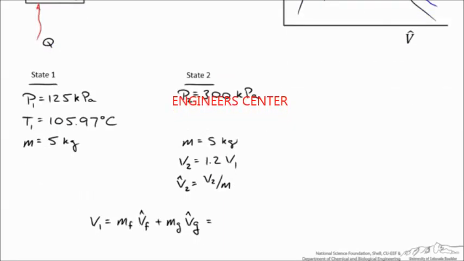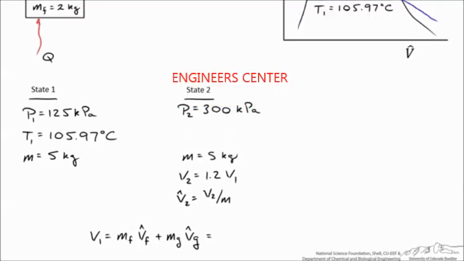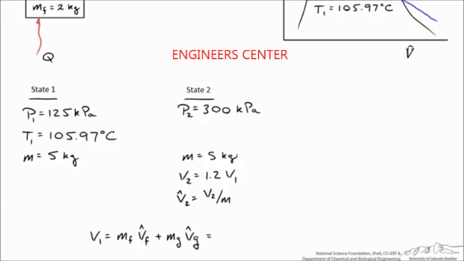So in state 1, because I do know the pressure associated with it, I can find the total volume. I simply take the mass of vapor, multiply that by its specific volume, and add that to the mass of fluid multiplied by its specific volume. So in terms of an equation, the actual volume at state 1 looks like this. And I can look up the specific volume of the liquid and the vapor in the saturated water table.